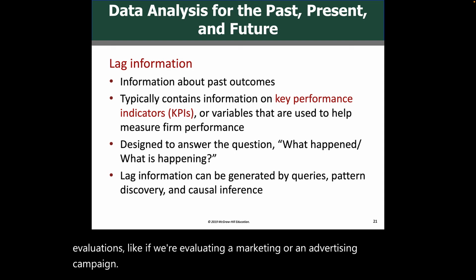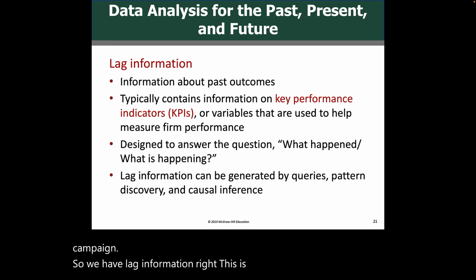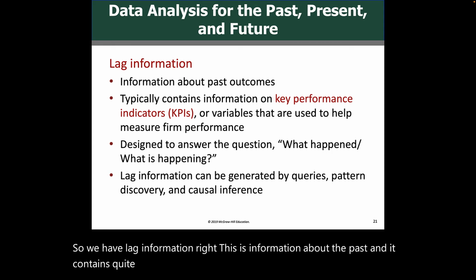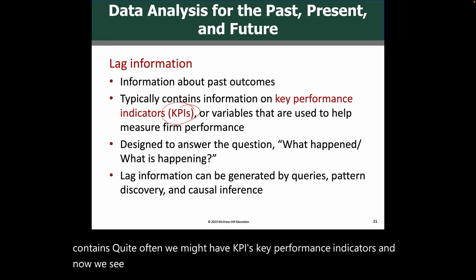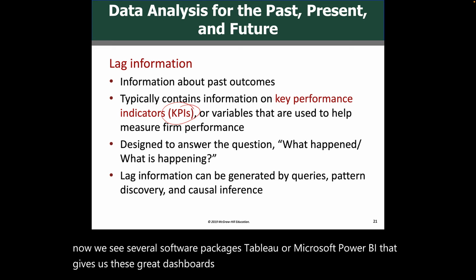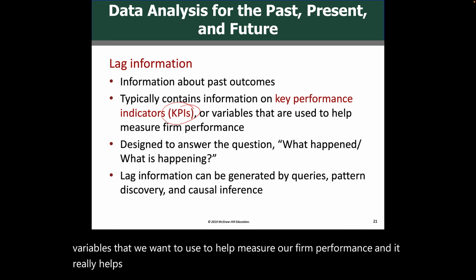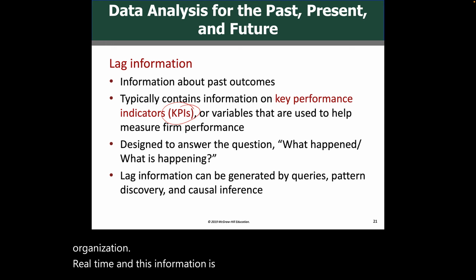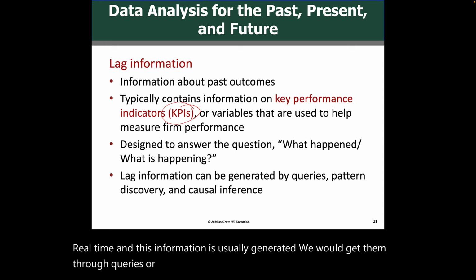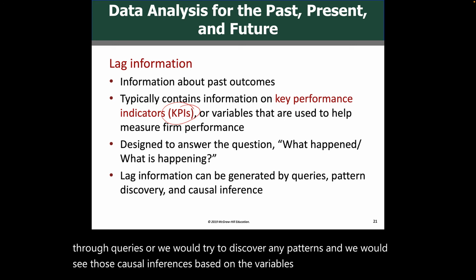So we have lag information, right? This is information about the past, and quite often it contains KPIs, key performance indicators. We now see several software packages like Tableau or Microsoft Power BI that give us great dashboards with these KPIs. These are variables that we want to use to help measure our firm performance, and it really helps us answer the question, what is happening in our organization in real time? This information is usually generated through queries, or we try to discover patterns, and we see those causal inferences based on the variables under our study or our KPIs.